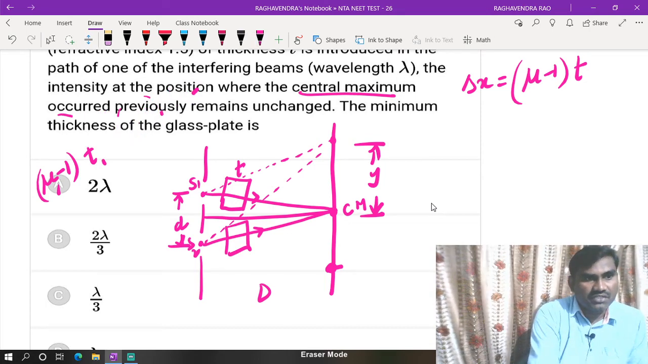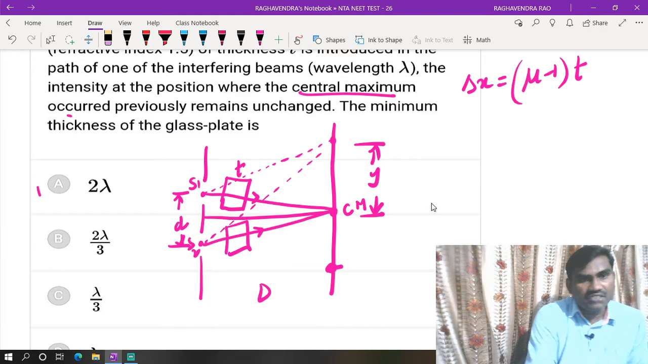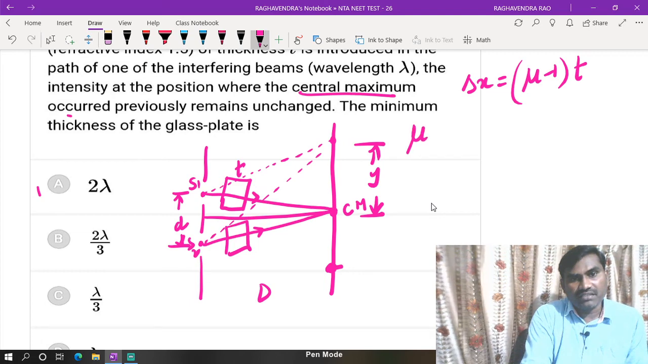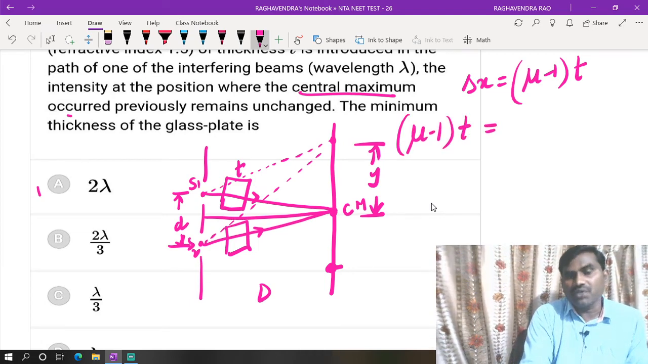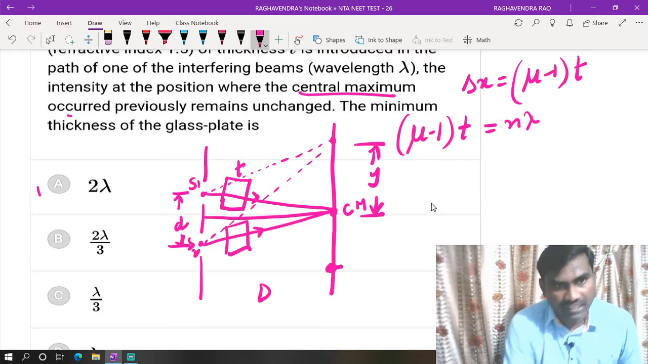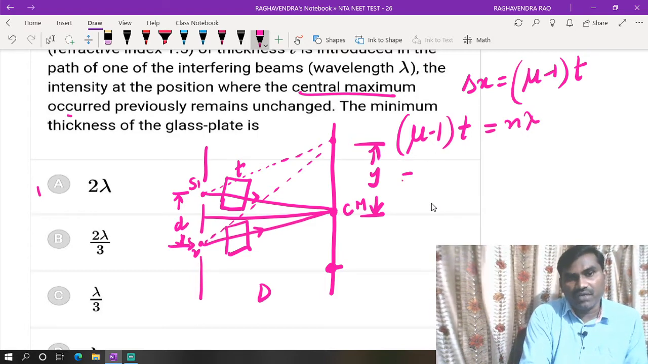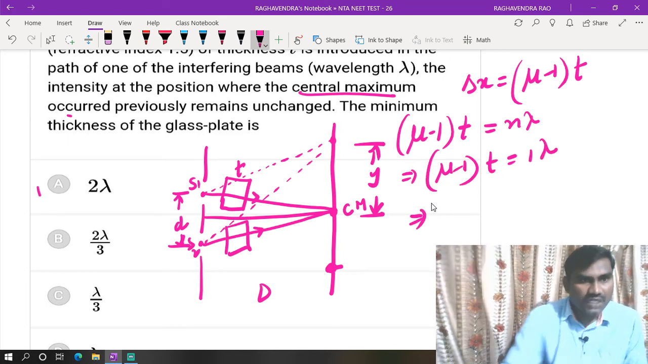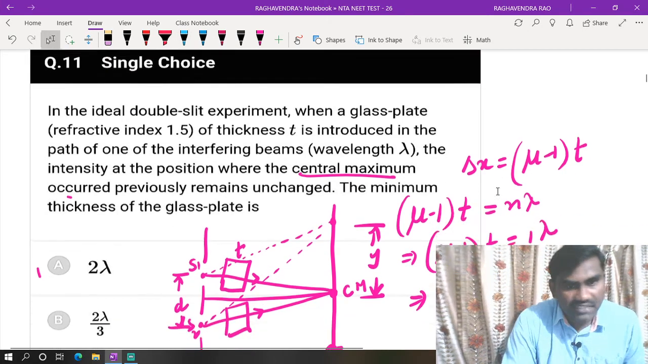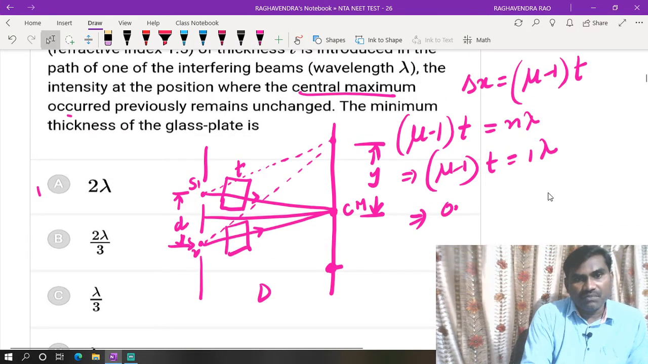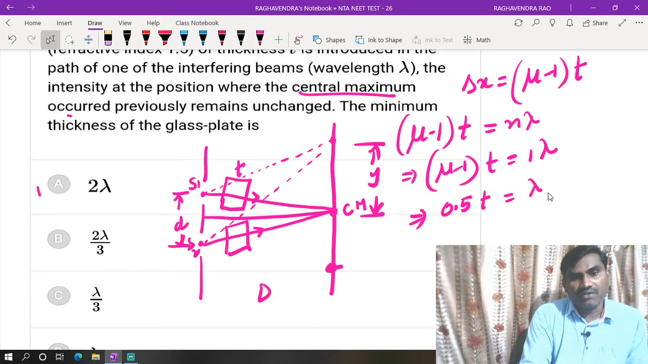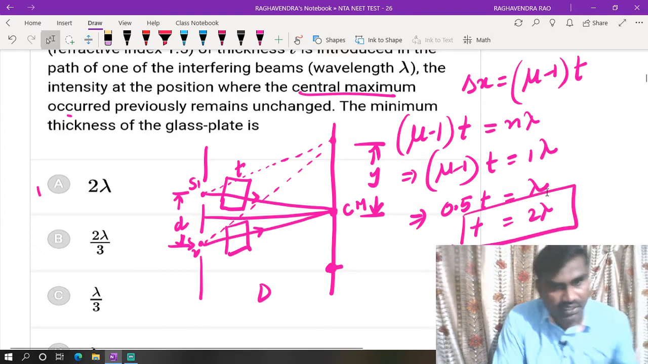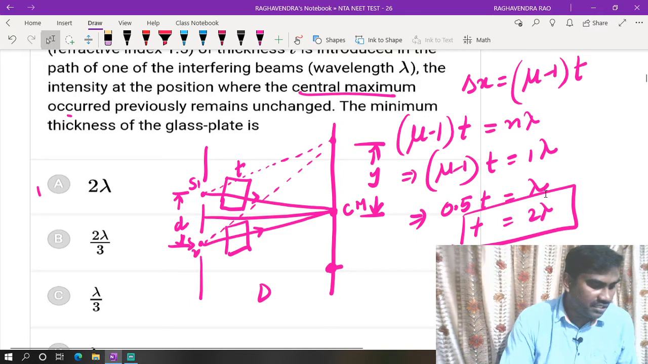But here, what is the question they are asking? In this case, the central maximum that occurred previously remains unchanged. That means the path difference is equal to n lambda. This is the condition for maximum. So for the central maximum we can take n is equal to 1. That implies (mu minus 1) t is equal to 1 into lambda. The refractive index given is 1.5, so 0.5 t is equal to lambda. That means t is equal to 2 lambda. That is option A.